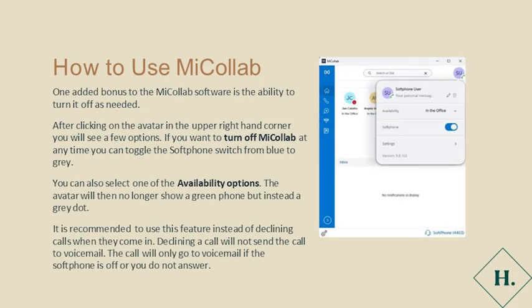One added bonus to the MyCollab software is the ability to turn it off as needed. After clicking on the avatar in the upper right-hand corner, you will see a few options. If you want to turn off MyCollab at any time, you can toggle the soft phone switch from blue to gray. You can also select one of the availability options. The avatar will then no longer show a green phone, but instead a gray dot.